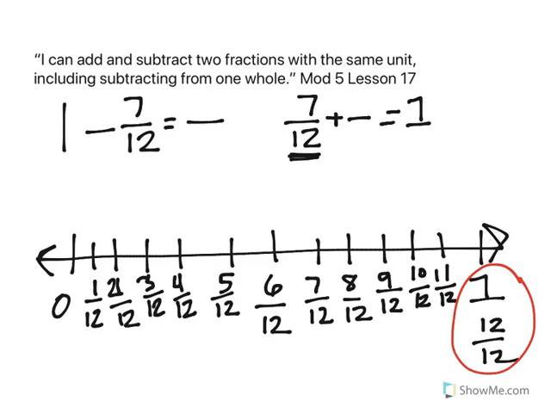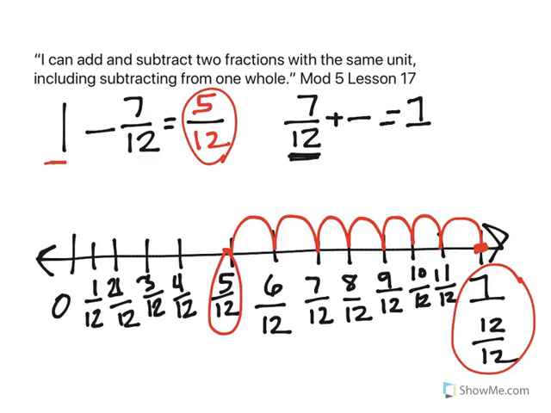So let's start with this one. 1 whole, so my 1 whole is here, which is at 12/12, minus 7/12. So I can go back 7 spots. 1, 2, 3, 4, 5, 6, 7. And what did I land on? 5/12.